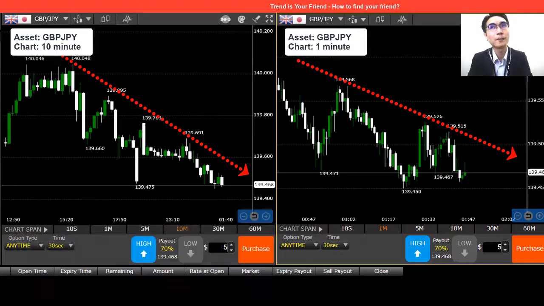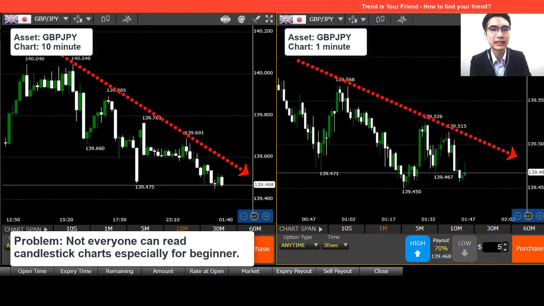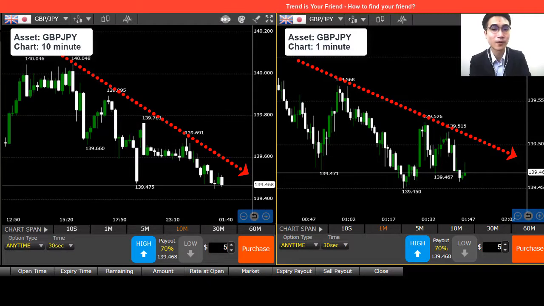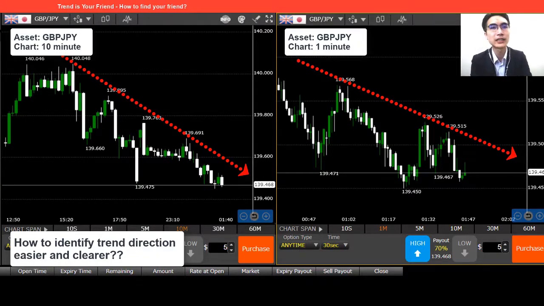So here's the problem. Even though it sounds easy, not everyone is actually used to reading candlestick charts, and especially for beginners, it might be a bit difficult to read two charts at the same time. It might be confusing sometimes, or you might make mistakes like looking at the wrong currency pair, or opening a position at the wrong time frame. So how do we avoid these mistakes, and how can we actually trade more easily by identifying the long-term trend direction?